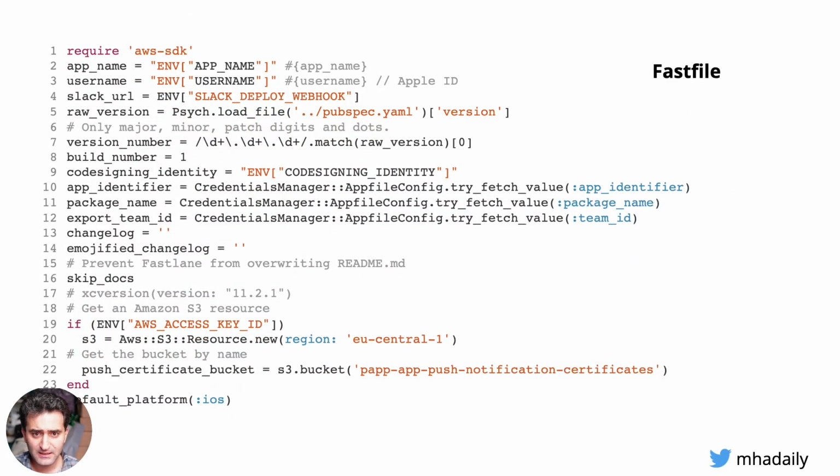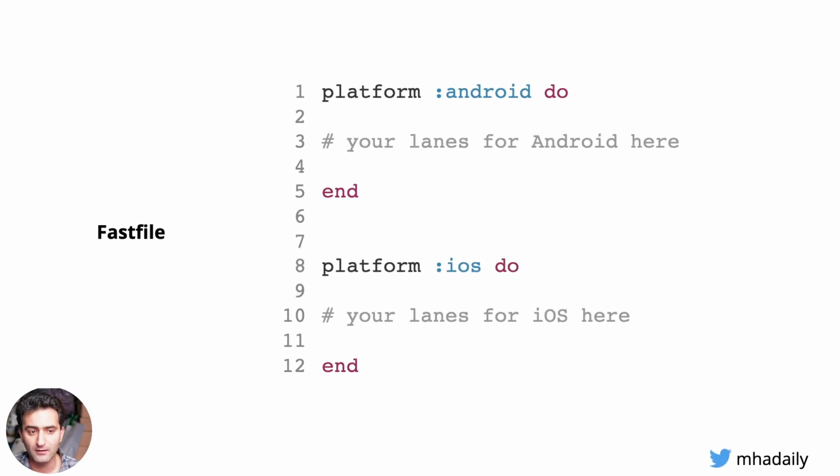So let's take a look at one of the Fastfiles. This is just an example. The idea of the Fastfile is to create lanes, and each lane can be considered as a step or a function that is going to run. You can consider it as one step of the workflow. So you can do a lot of things in a Fastfile for sure. You can even have different variables. And as I said, this is just a Ruby file. Technically, you can write anything.